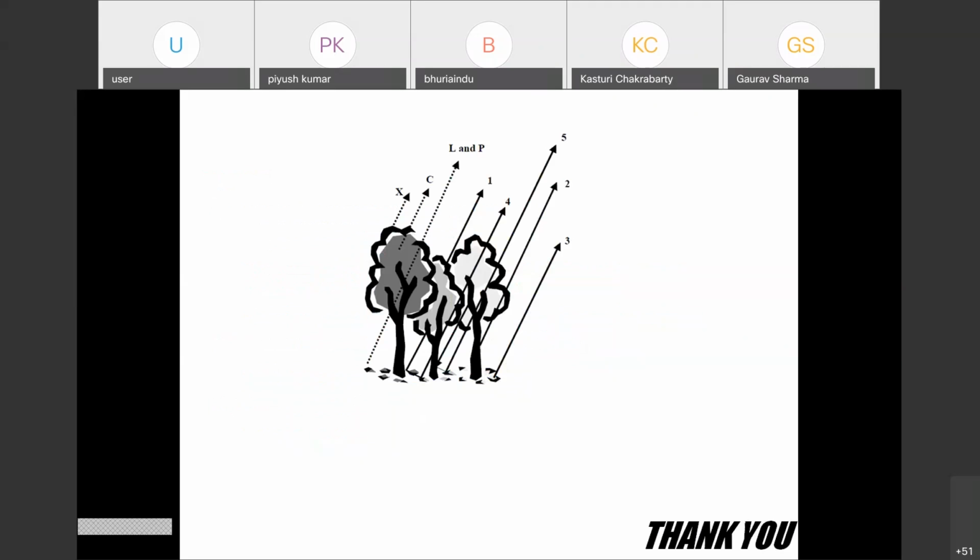So with that, we come to the end of this particular presentation on forestry, and how this SAR data can be used.